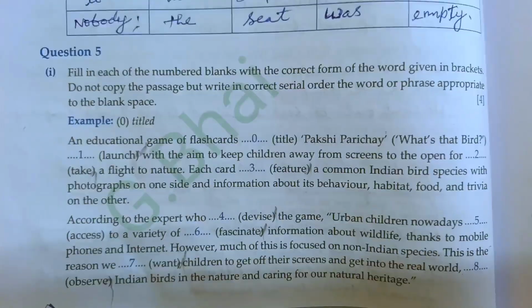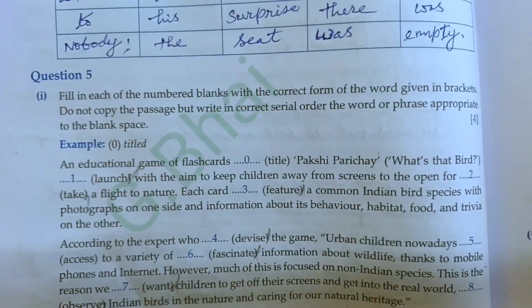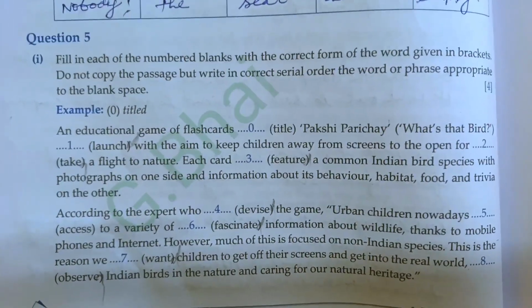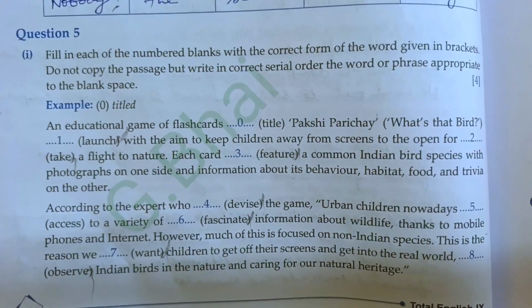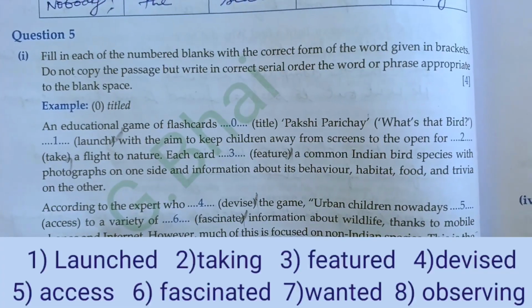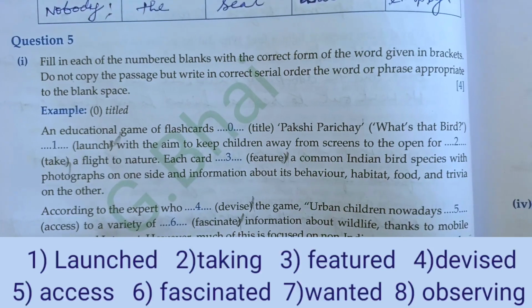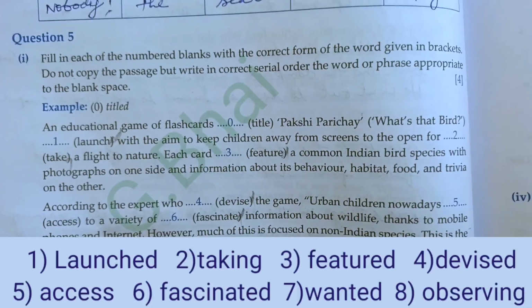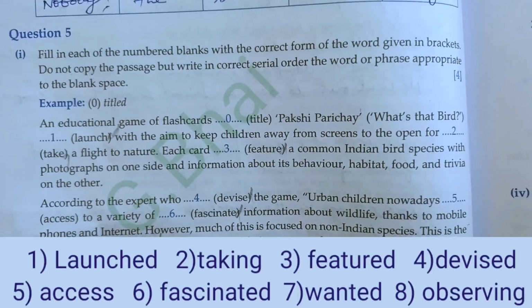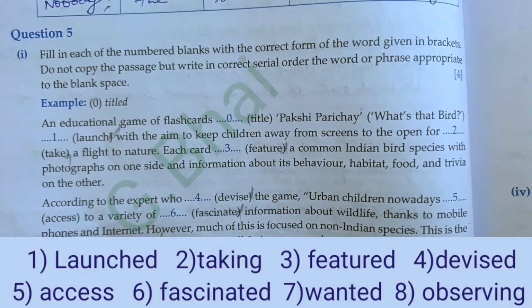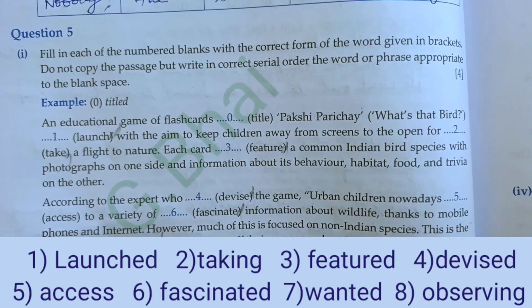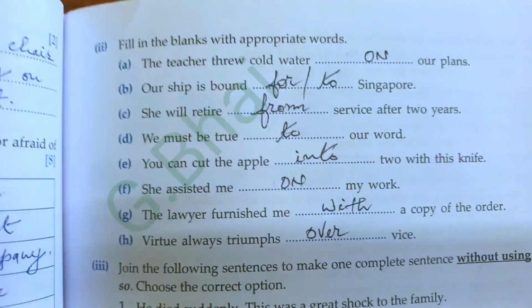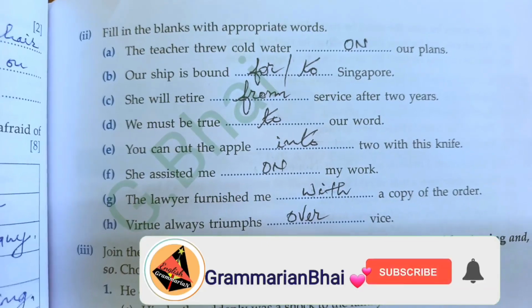Next one, number 5. Here you have to fill in the blanks with the correct form of the word given in the brackets. So you go through the passage. Let me tell you the answers directly. The first one will be launched. Second one, taking. Third, featured. Number 4, devised. Number 5, access. Number 6, fascinated. Number 7, wanted. And number 8, observing.